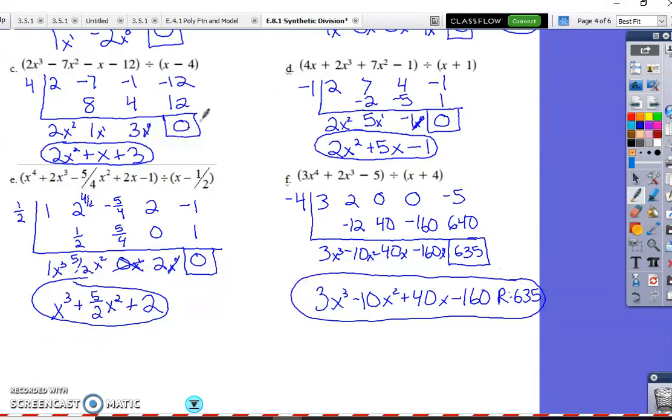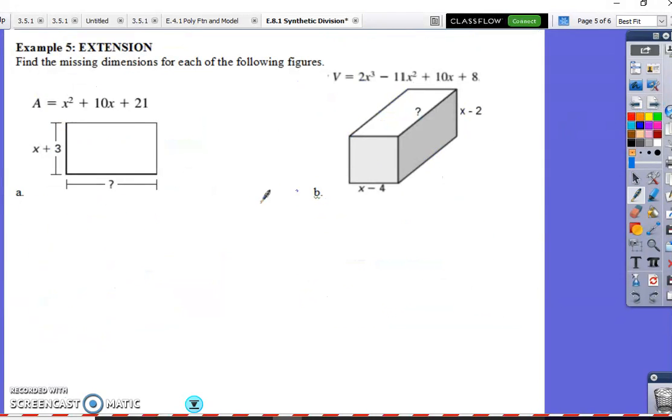Okay. If you have any questions or you want to go back through the video, feel free to rewind the video and go back through it. But to finish this off, we had a little extension here with example 5.